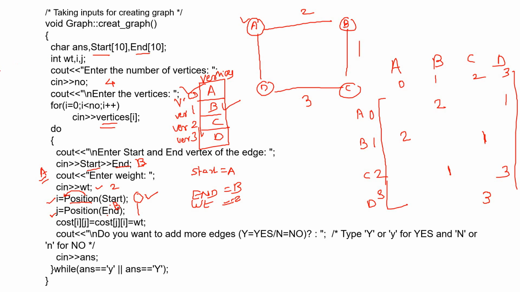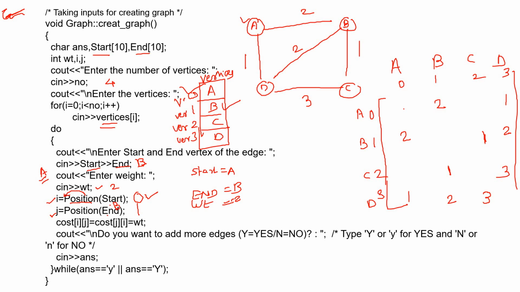So here for this A to D, you can see A to D is equal to 1. So I am going to add A to D as 1 and D to A is also 1. And let's say one more edge is there, B to D, which has weight equal to 2. So B to D has weight equal to 2, and D to B weight is equal to 2.